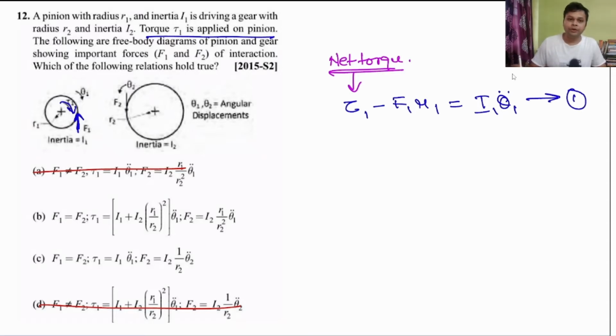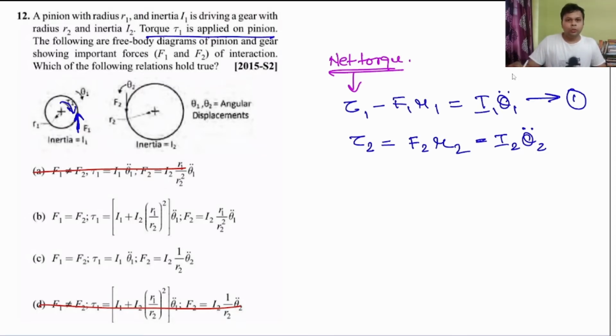Similarly, if I want to write it for the gear, now the gear does not have any external torque, so I can directly write tau 2 is equal to F2 R2, and there is no other torque or force, so only one force, F2. So F2 R2 can be written as I2 theta 2 double dot, right?